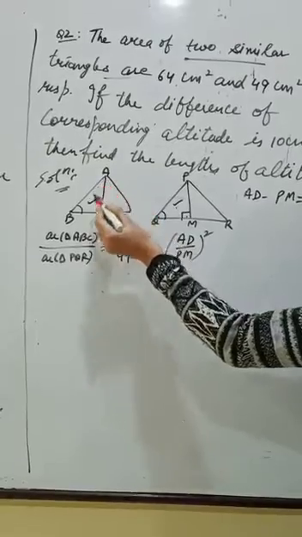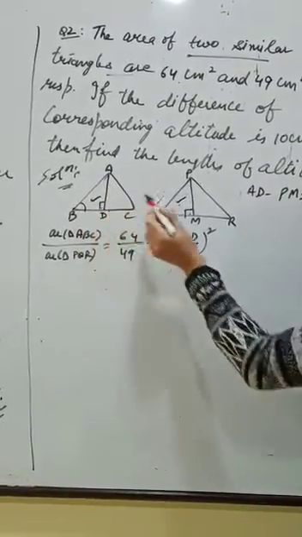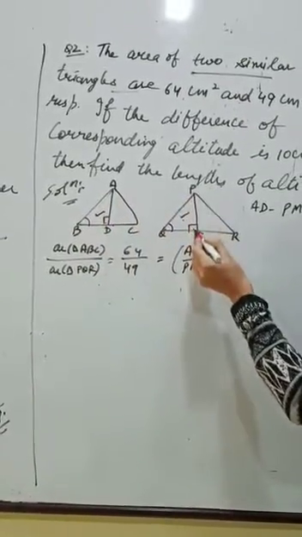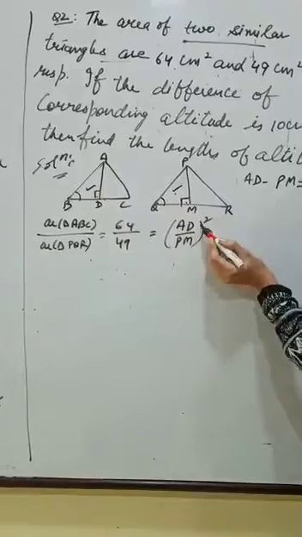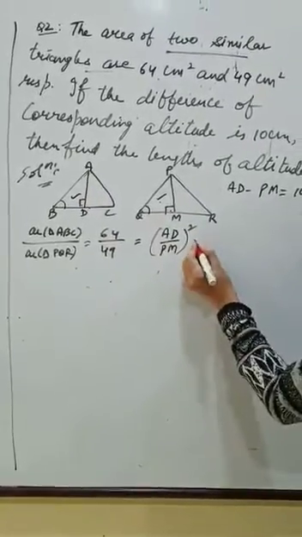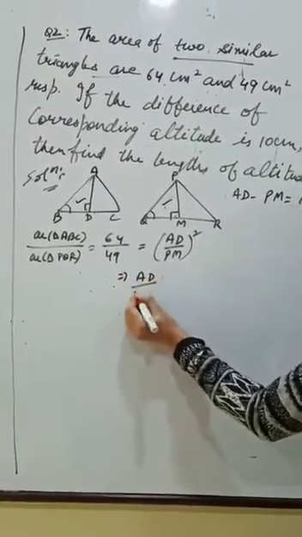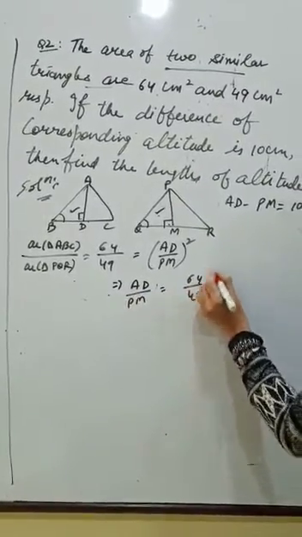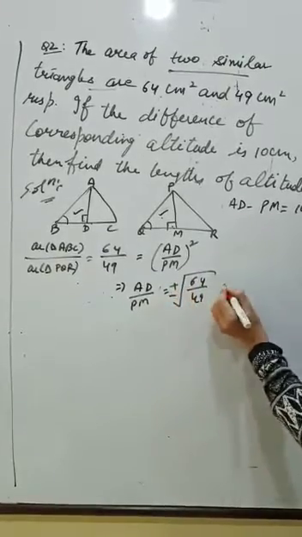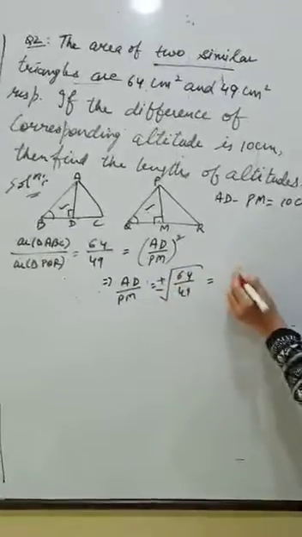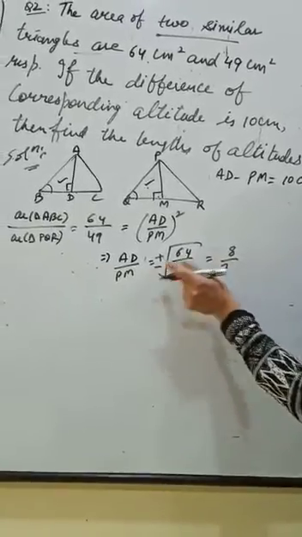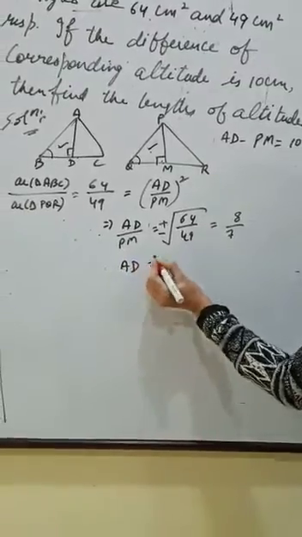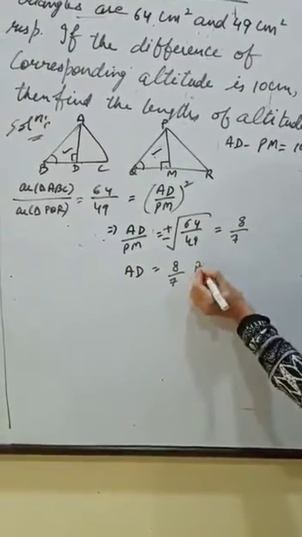So the ratio of areas is equal to the square of the corresponding sides, AB upon PQ, which is equal to AD upon PM. So in place of that, we write AD upon PM. You can see AD upon PM is equal to the square root of 64 upon 49. It will be plus minus, but we take only the positive sign because here we are taking a length. So AD value we confirmed as 8 upon 7 times PM.